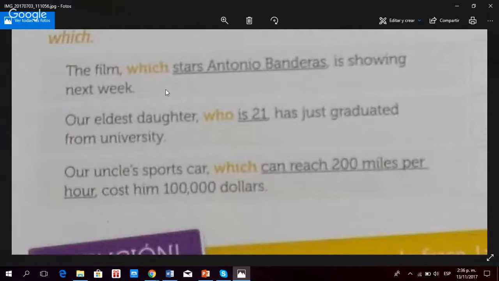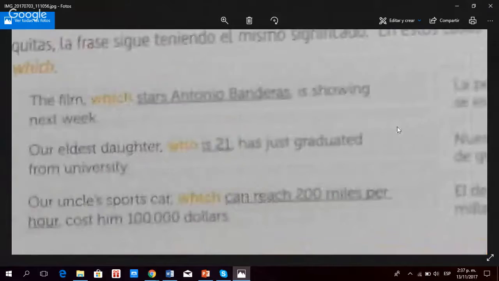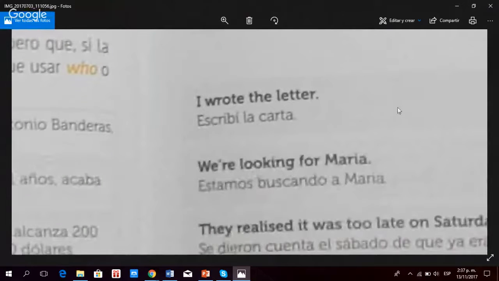The film, which stars Antonio Banderas, is showing next week. Our eldest daughter, who is 21, has just graduated from university. Our uncle's sports car, which can reach 200 miles per hour, cost him, I don't remember, $100,000. Yes, $100,000. Okay, very good.